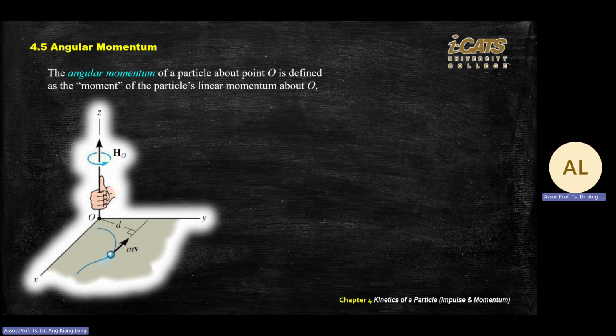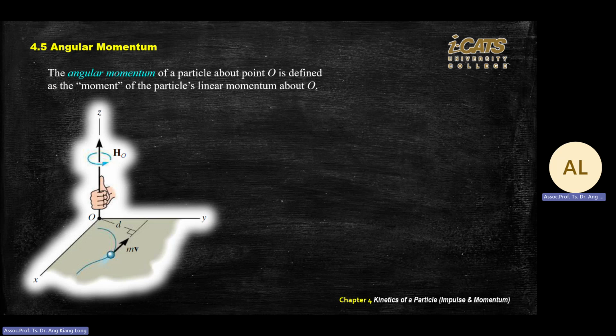So this one, you use your right hand rule. Moment going this way, you are going to turn anti-clockwise. So if you put your right hand on the O axis, your curved fingers will be the direction of your momentum. Right? Then you will get the H direction pointing up. Okay, so this is called angular momentum.